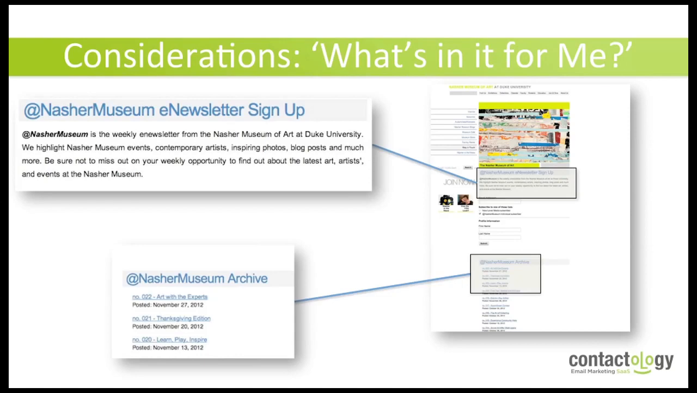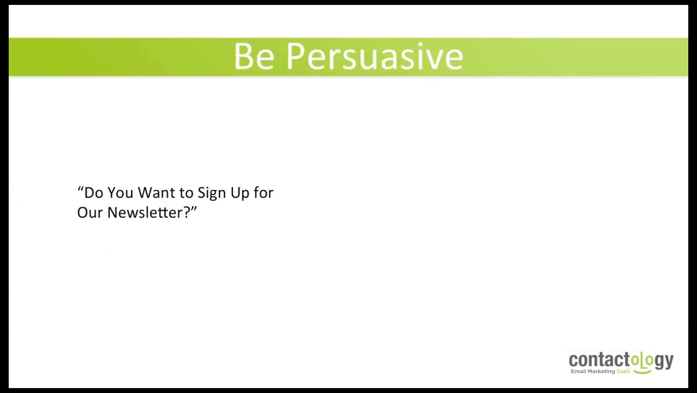Here we're looking at a page from the National Museum of Art at Duke University. You'll notice they're doing a good job answering that question all subscribers want to know. What's in it for me? They're selling the content, they're letting subscribers know their intentions, including how frequently they will be sending to them, and they're providing an archive that allows someone to see samples. Again, most ESPs, including Contactology, will provide a link in the subscription center to archive campaigns, so they make that easy for you.